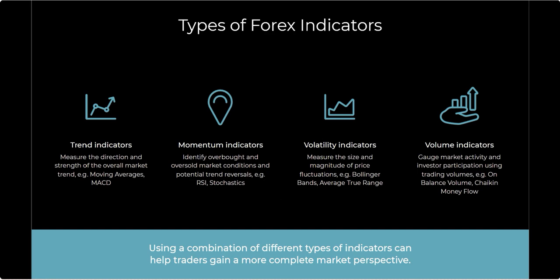And volume indicators gauge market activity and investor participation using trading volumes. Examples: on-balance volume and Chaikin money flow. Using a combination of different types of indicators can help traders gain a more complete market perspective. They all have their edge, they all have their downside. It's just about what will suit your personality and your trading strategy.